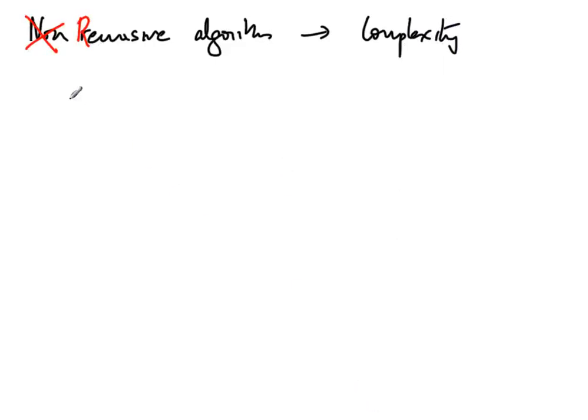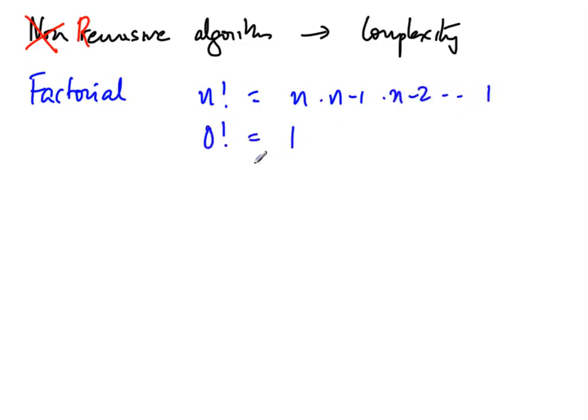So the first algorithm that we are going to look at is very simple. It's just the factorial function. Right? So we know that n factorial is n into n minus 1 into n minus 2 down to 1, and in particular 0 factorial is defined to be 1. So we can actually write this recursively.